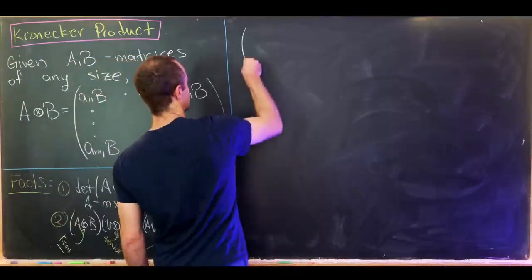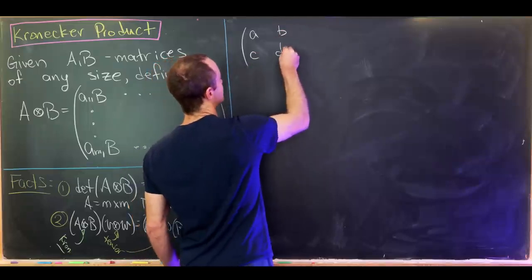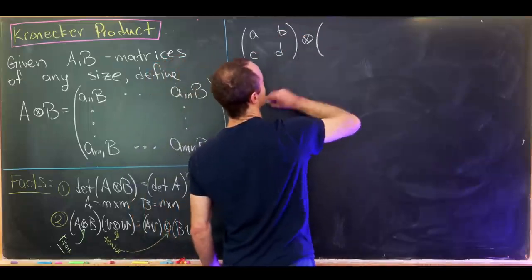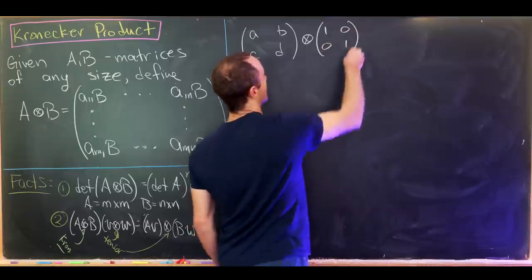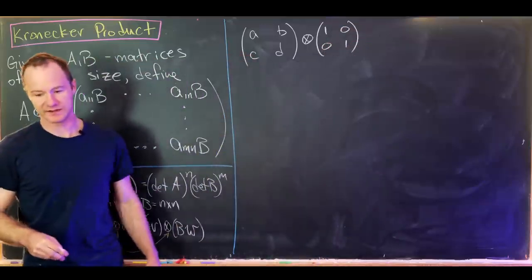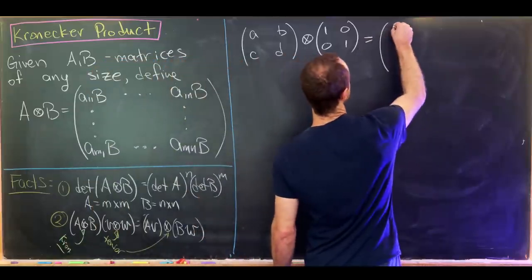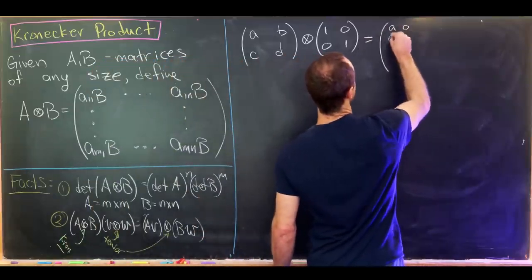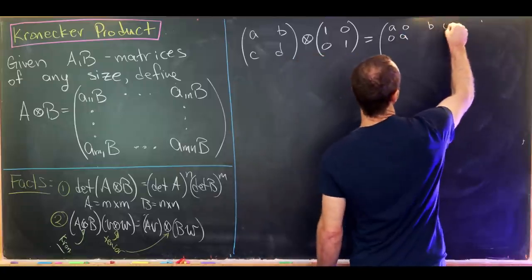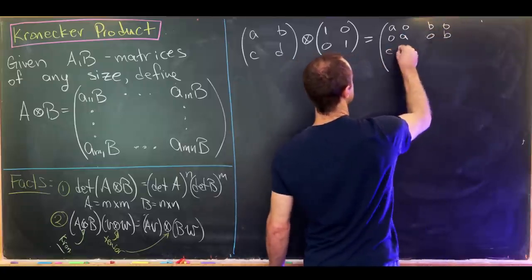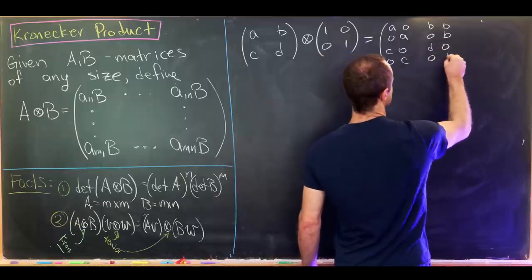Okay, so let's look at the following Kronecker product. A, B, C, D, Kronecker product with the identity matrix, so 1, 0, 0, 1. Okay, great. So now, based off of our example before, we know that this is equal to A, 0, 0, A. That's our top left block. And then we have B, 0, 0, B, C, 0, 0, C, and D, 0, 0, D.